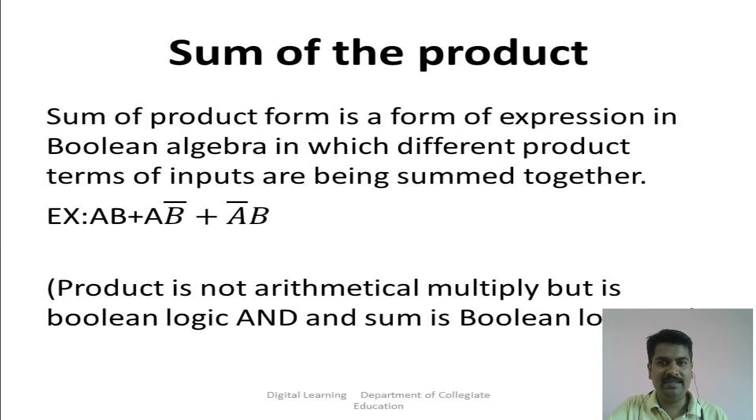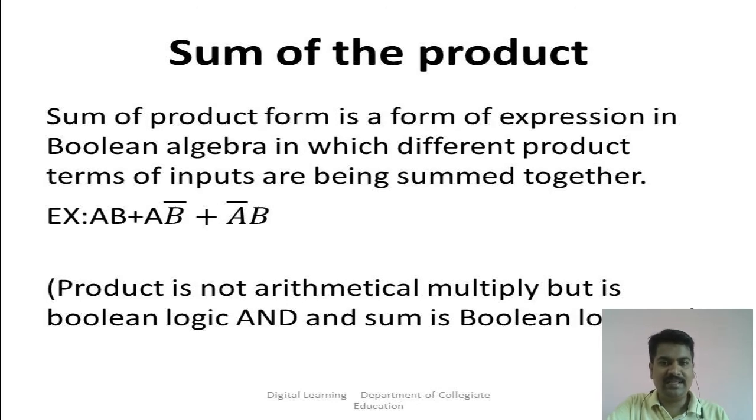Okay, I'll repeat this statement. Sum of the product form is a form of expression in Boolean algebra in which different product terms are being summed together. One thing we have to note here is that it is not an arithmetical sum or an arithmetical product, but a Boolean logical AND. Multiplication means a Boolean logical AND and sum means a Boolean logical OR. It's a logical multiplication and a logical addition. We have to be very careful here.